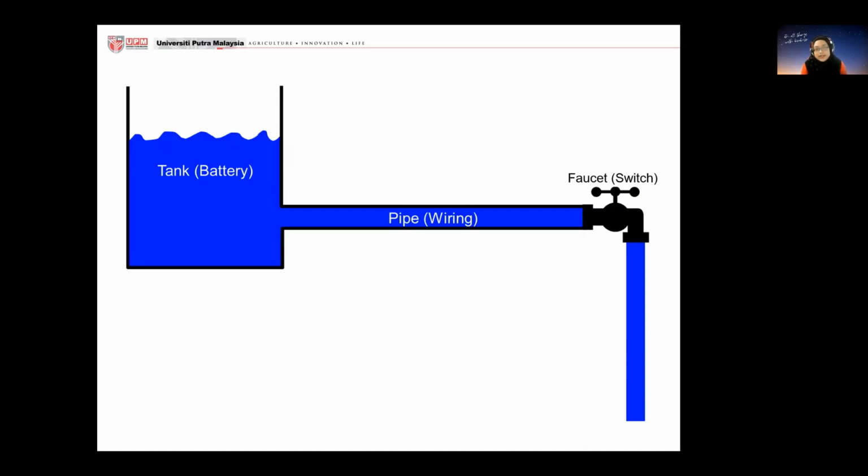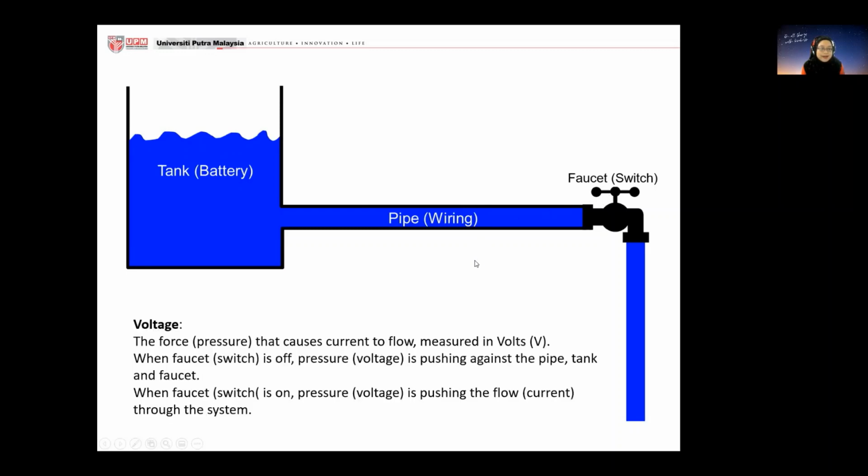by referencing a water system like this. So you have a water tank, you have your pipe, and you have your faucet. Basically your tank is the battery or power source, your pipe is the wiring, and you have your switch in the form of a faucet. Right? So what is voltage?